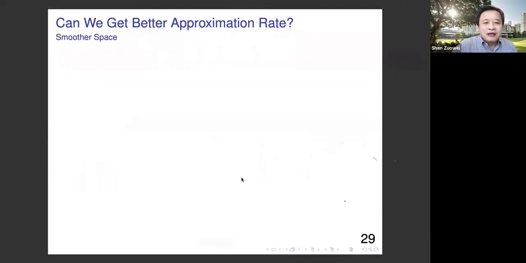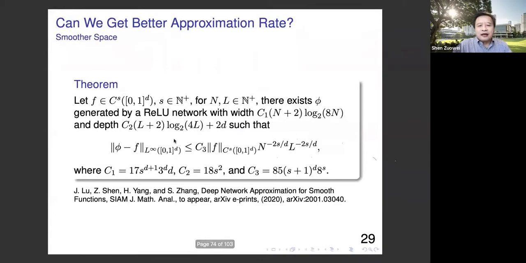With this, you can see I have a better rate for a smooth space. For the smooth space, you can have this kind of rate. If your smoothness is S, you have a component of S. Of course, people say your S needs to be big enough, bigger than d, and then you overcome a little bit of the curse of dimensionality. So your space must be smooth, but if your smoothness is high, your neural network size is also bigger. But it's still manageable. The difficulty is that the constant is related to d and S.